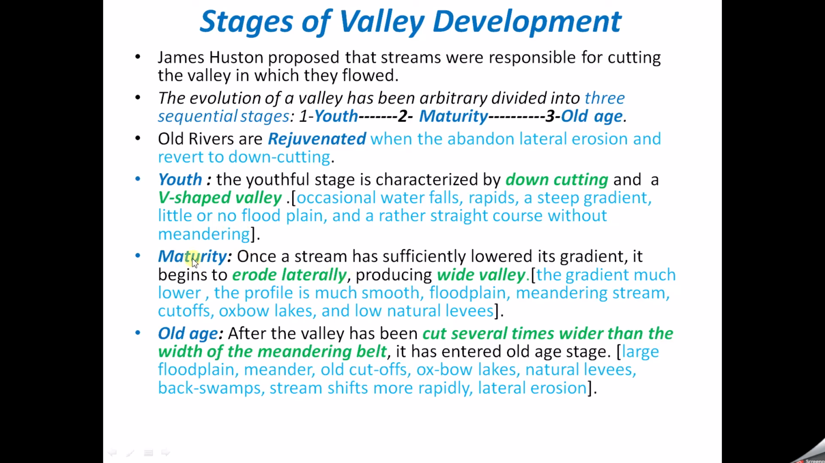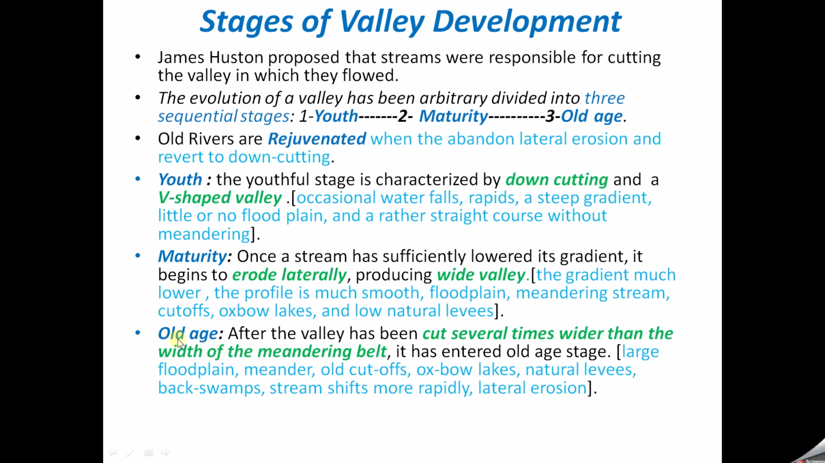Maturity, the second stage. Once a stream has sufficiently lowered its gradient, it begins to erode laterally, producing a wide valley. The gradient is much lower, the profile is much smoother, with great floodplains, meandering streams, cutoffs, oxbow lakes, and low natural levees.